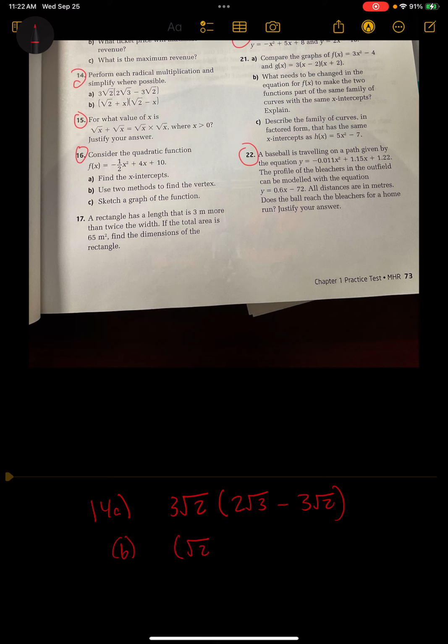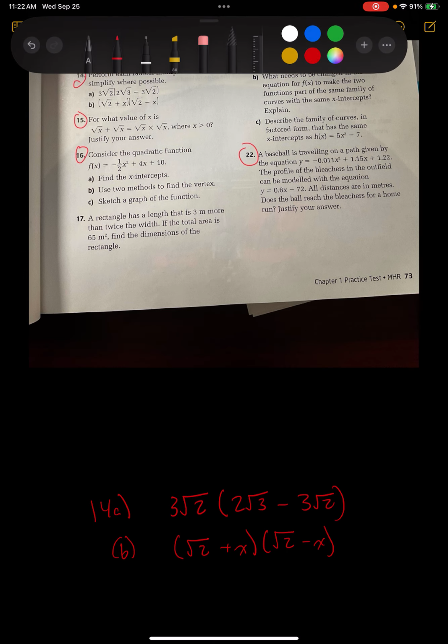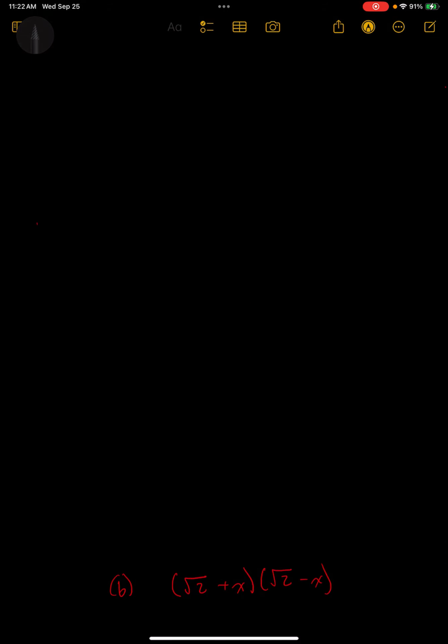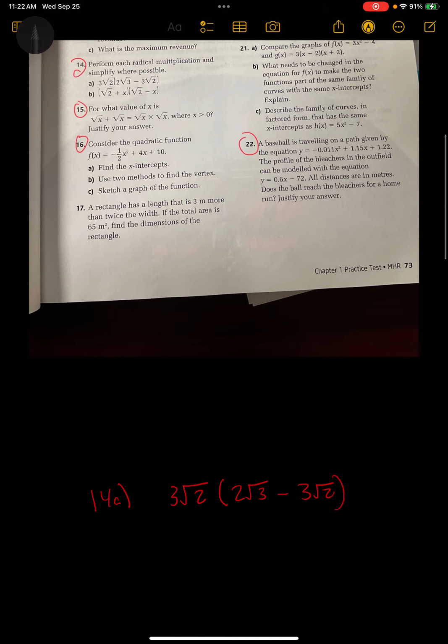as root 2 plus x, root 2 minus x. And actually, that's a really easy one to solve if you recognize that it's a difference of squares. But let's do things one at a time. I'm just going to move this b down to the bottom, and we'll look at it at a later time.